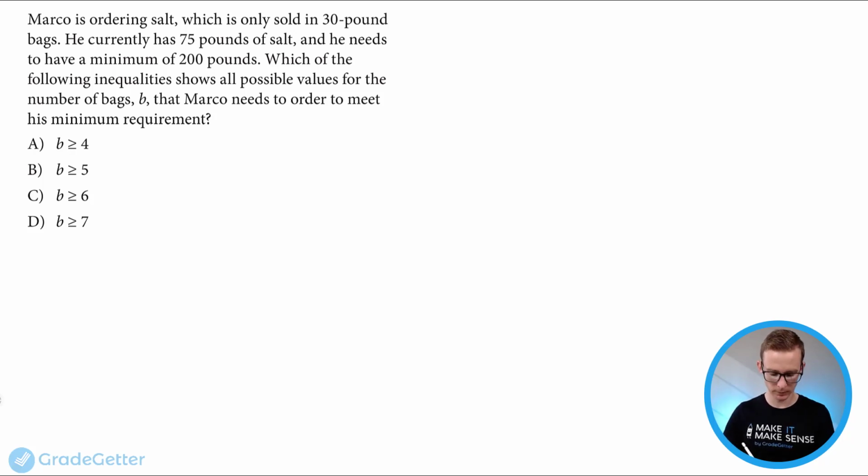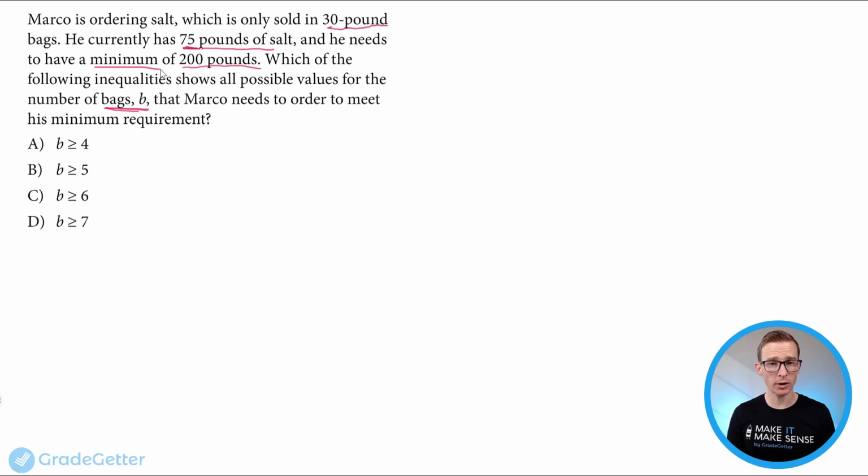So question number 1 says that Marco is ordering salt, which is only sold in 30-pound bags. He currently has 75 pounds, and he needs to have a minimum of 200 pounds. A minimum. Which of the following inequalities shows all possible values for the number of bags B? So B is going to represent the number of bags that Marco needs in order to meet his minimum requirement.